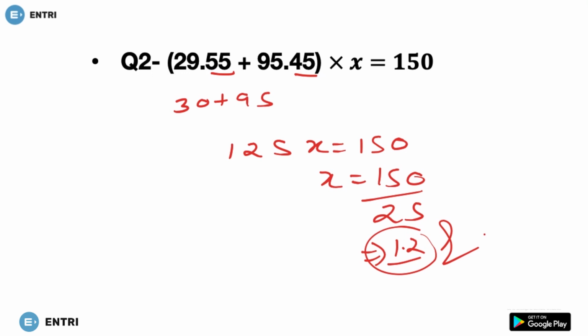So never try to take the risk in the exam. Just see what you can solve in the mind. For these types of questions, just think, what can I do here? I can directly take it as 1, add up here, it would become 30, and I know that 30 plus 95 is 125, and here it is 150. That means 150 upon 125, that is what? It's 1.2. Coming on to the next question.